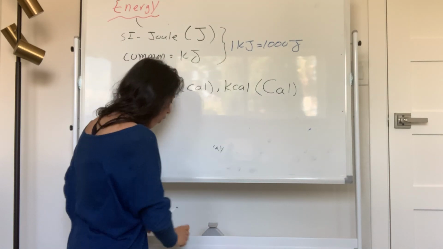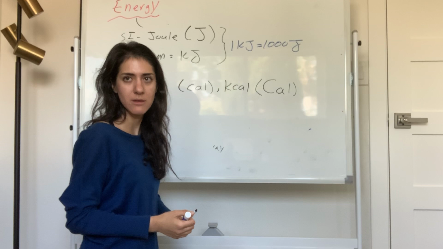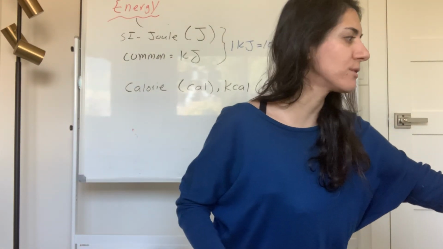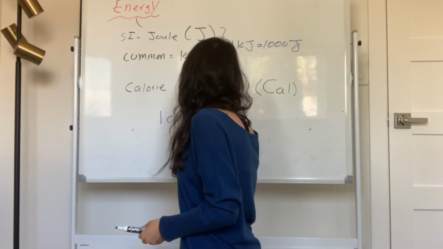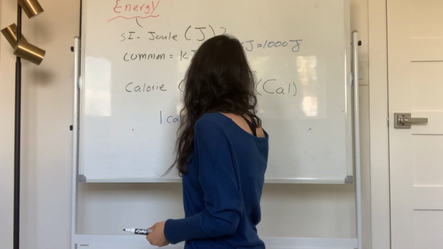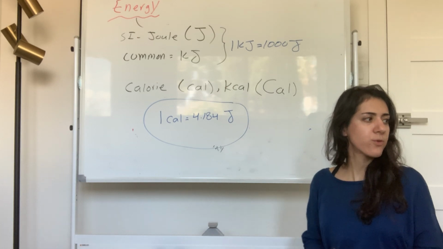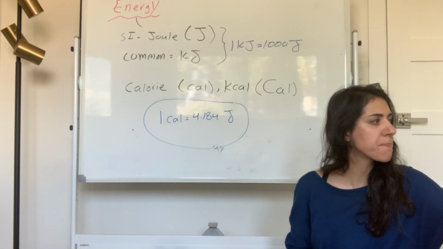Okay? Now, how would I convert between joule and calorie? What do you think? There's a conversion between joule and calorie, and that is 1 calorie is 4.184 joules of energy. I want you to remember that. 1 calorie is 4.184 joules of energy. So far, so good? Okay.